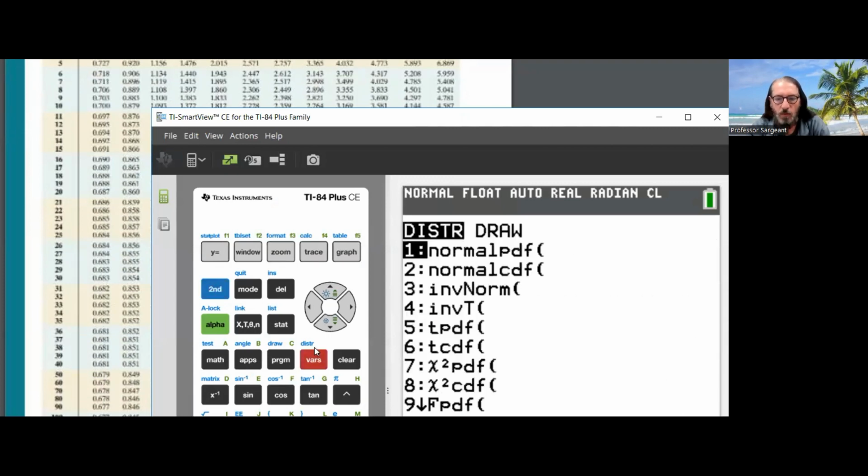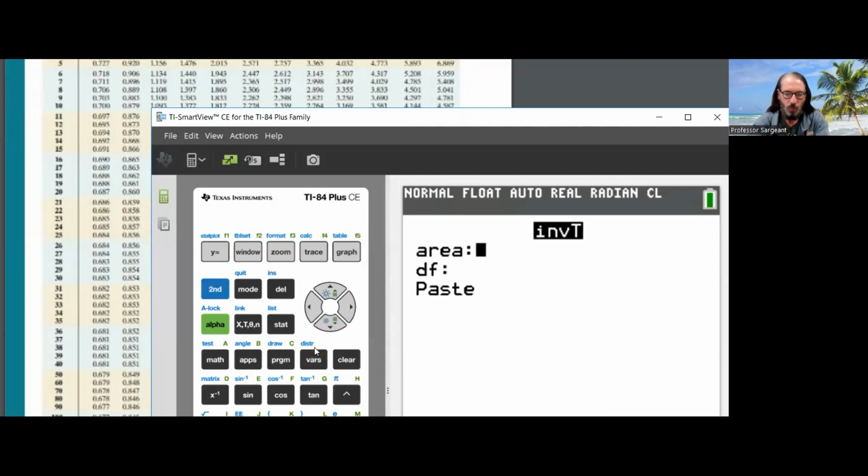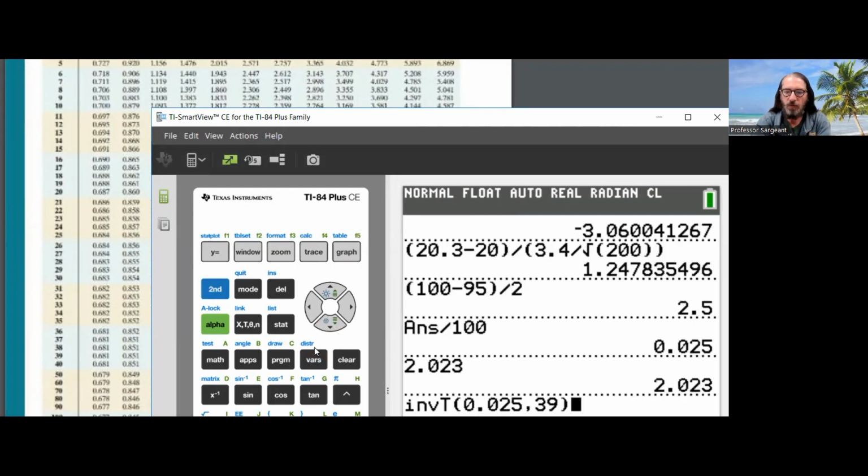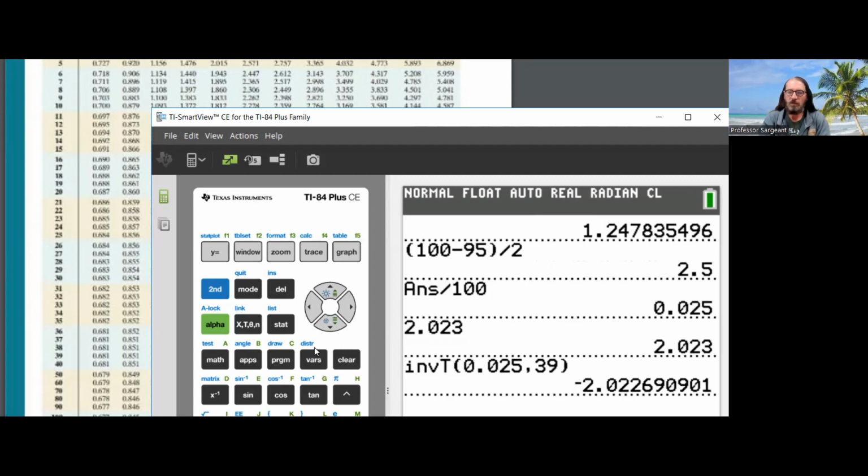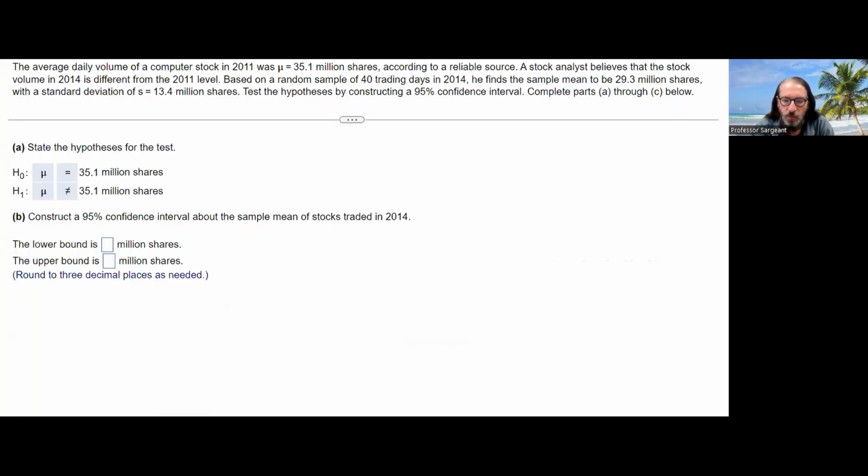use the distributions, inverse T. We're looking for an area of 0.025 with 39 degrees of freedom. That's talking about the left-hand tail. That's why it's negative. But since the formula for a confidence interval already has that plus or minus, I'm going to take the absolute value of that. And if I round that to 3 places, I would also have 2.023.